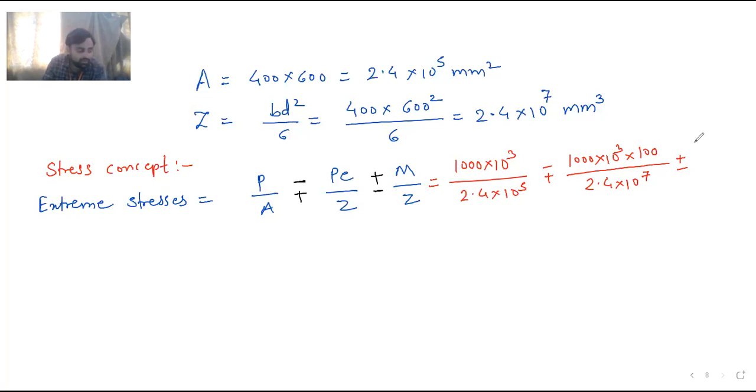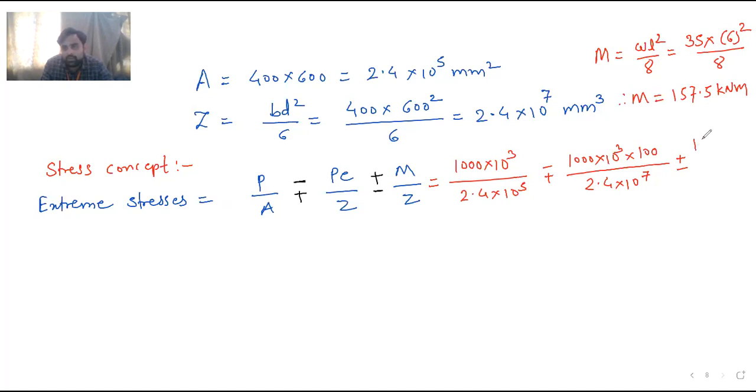What is the bending moment over here? It is WL square by 8, no? We have not calculated M yet, so calculate the bending moment. UDL is there now of 35 kilonewton per meter. M is equal to WL square by 8, which is equal to 35 into 6 square divided by 8. So M is equal to 157.5 kilonewton meter.